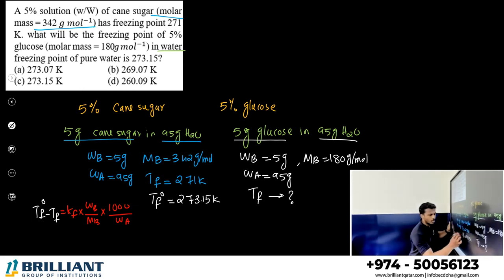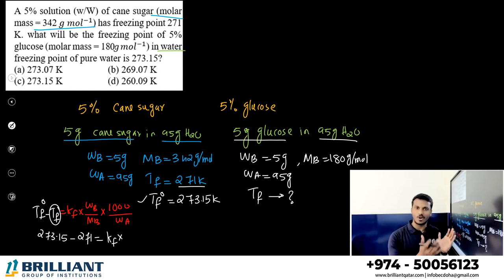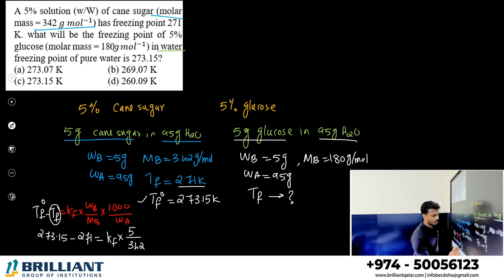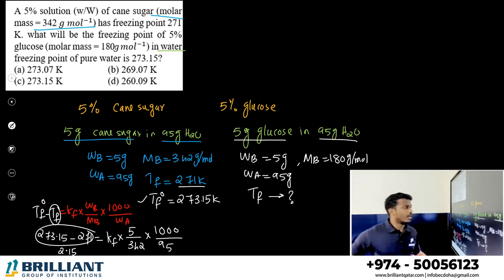What is TF naught? 273.15 minus TF, 271, equals KF value. No need to write KF, dear student. It will be cancelled because the solvent is similar, water, water. While taking the ratio, it will cancel. WB, weight of solute, 5. MB, molecular mass, 342, into 1000 divided by the weight of solvent, 95 gram. 273.15 minus 273 is 2.15.